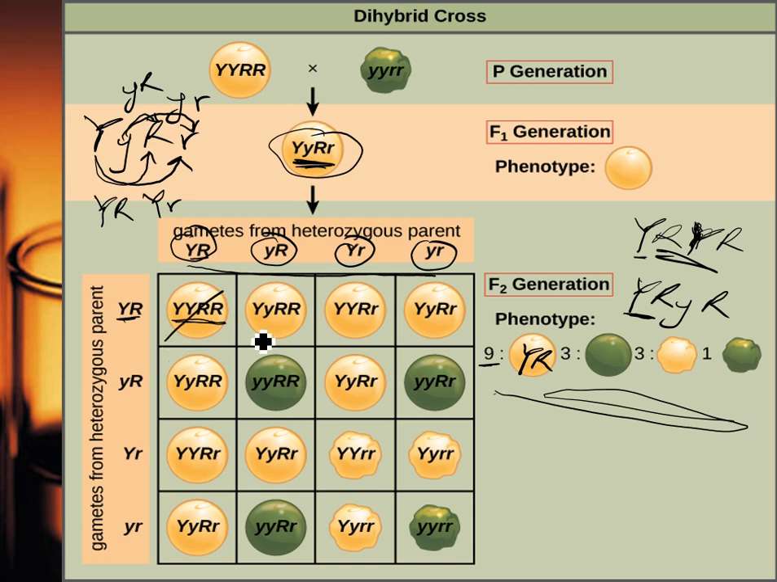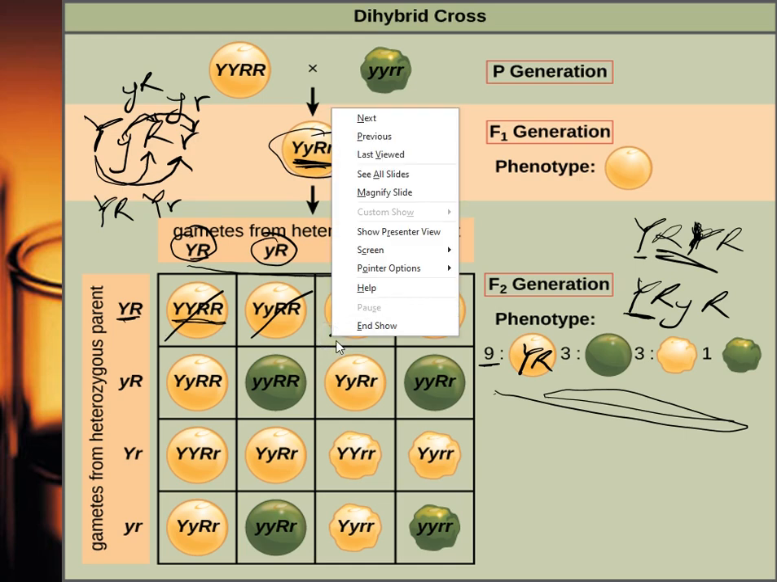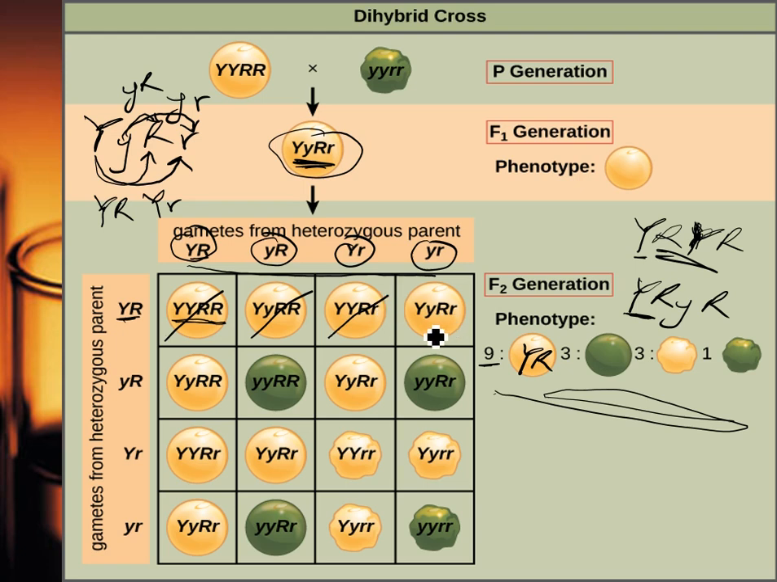So this is one. I'll cross it out. This is another one. I'm counting 1, 2, 3, 4, 5, 6, 7, 8, 9. So that's how I got 9.